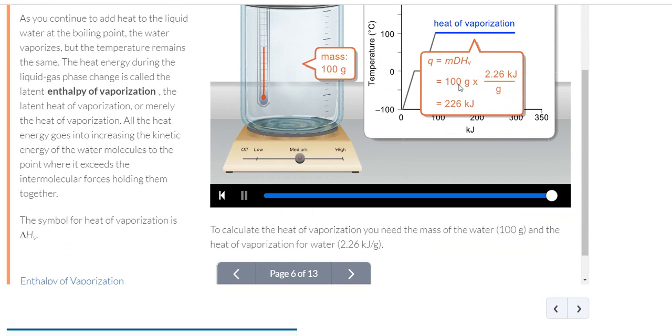We still had 100 grams of water multiplied by the given. They gave it, you would find this information in a table, 2.26 kilojoules per gram. Multiply that, you get 226 kilojoules. So we had a certain amount of heat to get us from minus 100 to 0, a certain amount of heat to go through the first phase change, a certain amount of heat energy to get us up to 100 degrees Celsius, and then a certain amount of heat energy to get us through the second phase change from liquid water to a gas.